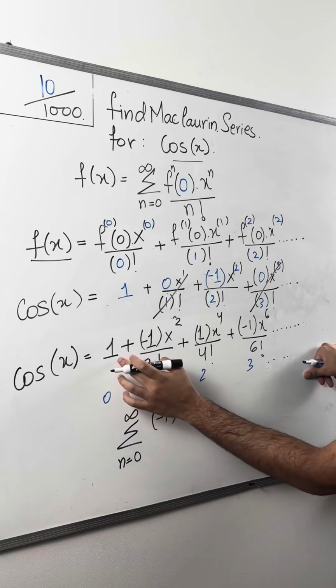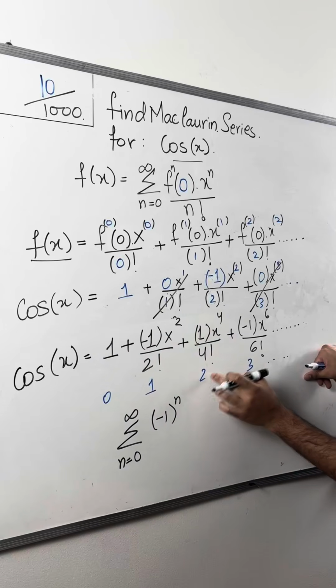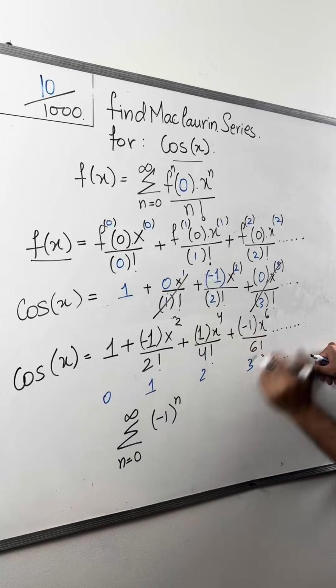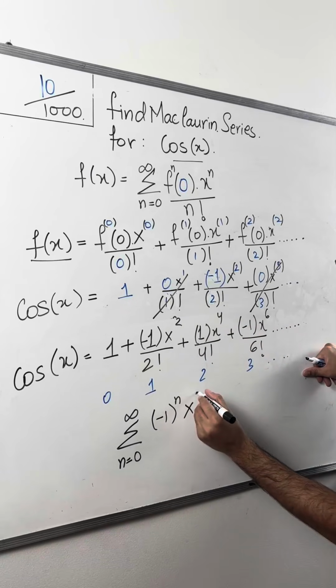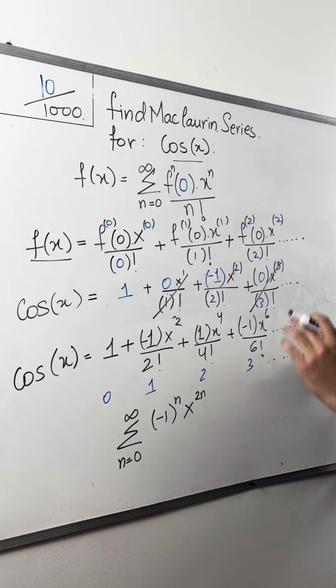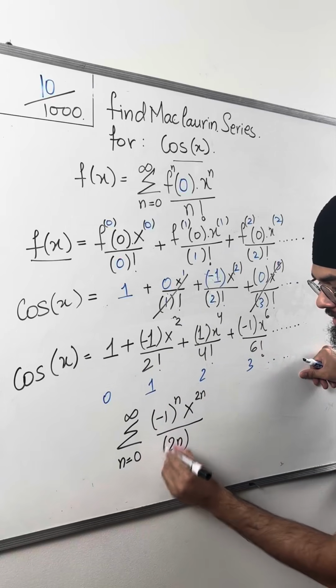At n equals 0, we have power 0. At n equals 1, we have x squared. At n equals 2, we have x to the power of 4. At 3, we have 6. That means we have x to the power of 2n. And same thing with the factorials. They are twice our n, which is 2n factorial.